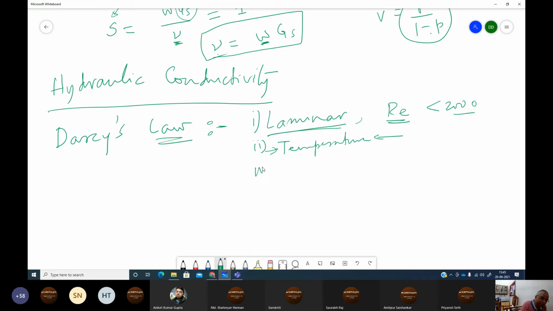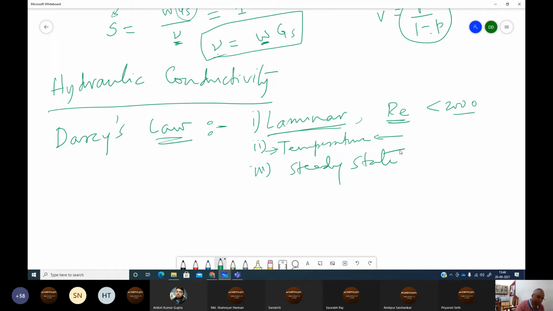And another important thing is called steady state. Steady state flow means that the velocity is not changing with time. It means nothing is changing with time anymore. It's now a constant velocity, or the amount of water coming in one place and coming out from another place is the same.